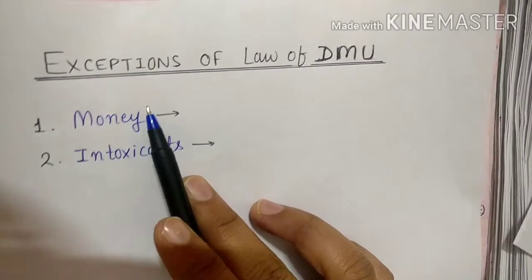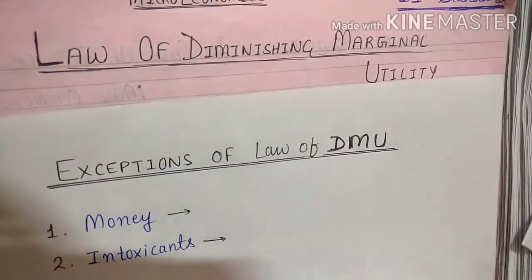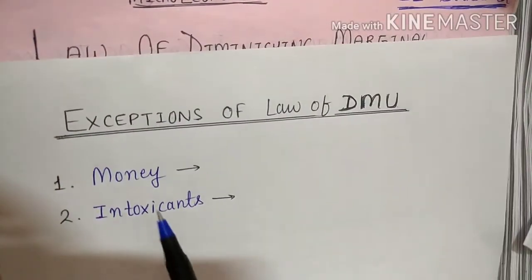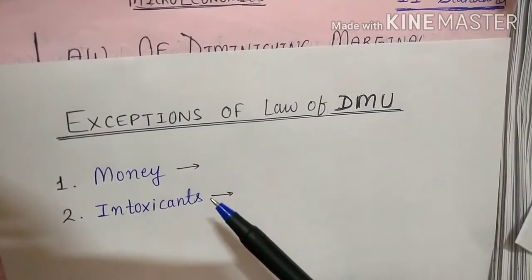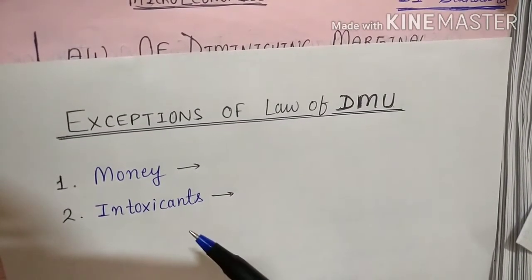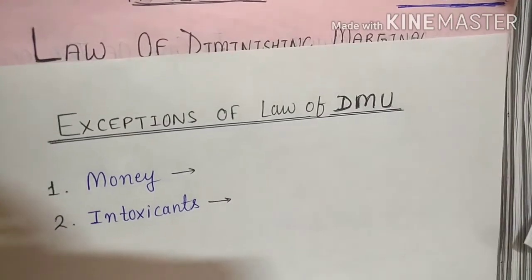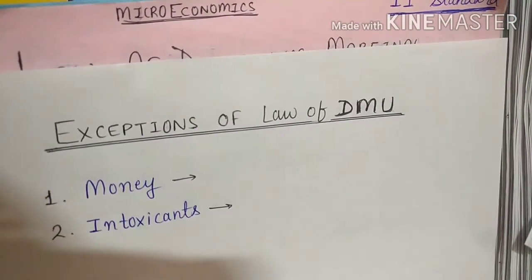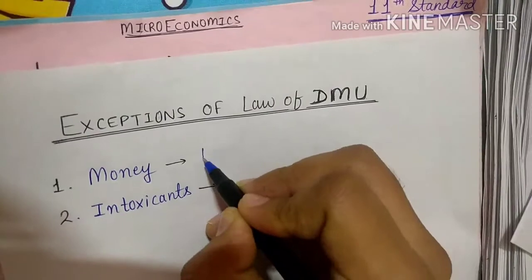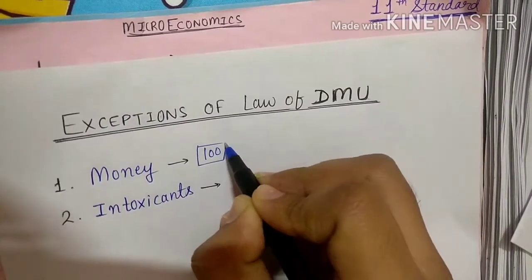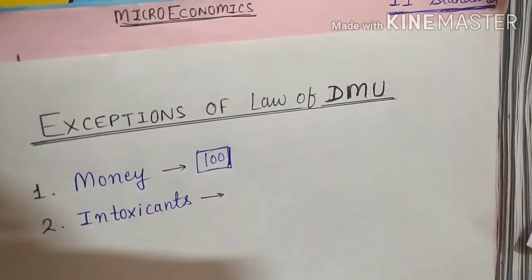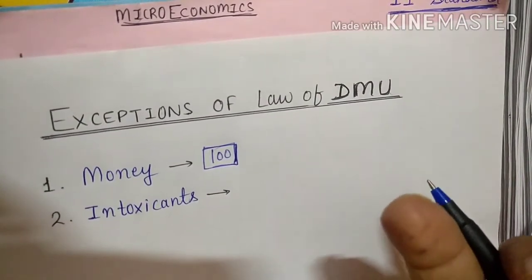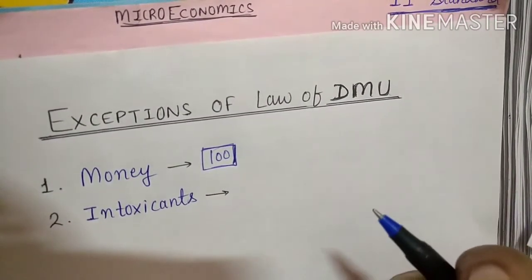Exception means where this law does not apply. So the first one is money. In case of money, if we get more and more money on a continuous basis, the satisfaction we get from the next unit will be greater. It will not decrease. Suppose someone gives you 100 rupees. You will get satisfaction already, because you are getting money free of cost without any effort.